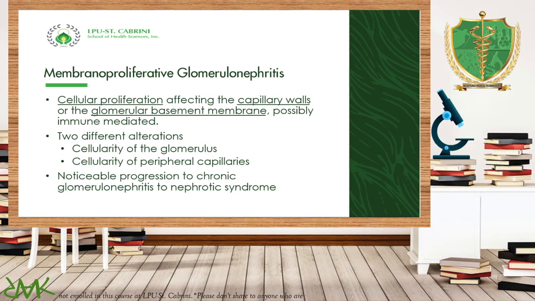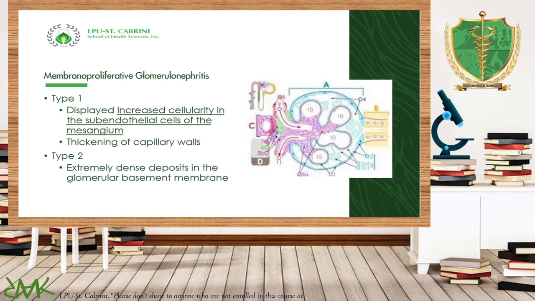Now, take note, guys, that there are two types for this one. What are the two types? We have type 1, which displays increased cellularity in the subendothelial cells of the mesangium. And type 2 is extremely dense deposits in the glomerular basement membrane. Now take note, people, that there is a noticeable progression of chronic glomerulonephritis to nephrotic syndrome.